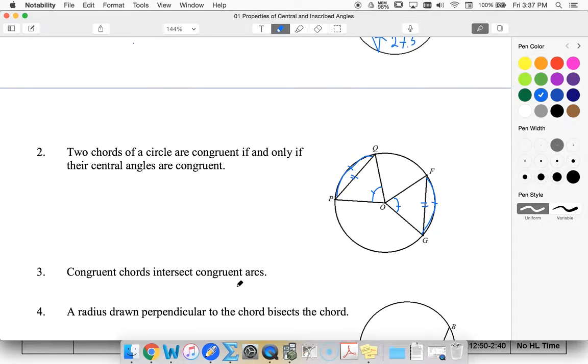Congruent chords intersect congruent arcs. Well, if these are the same length, then their arcs are the same length. That's what this is saying.